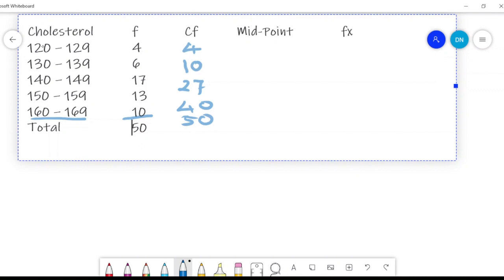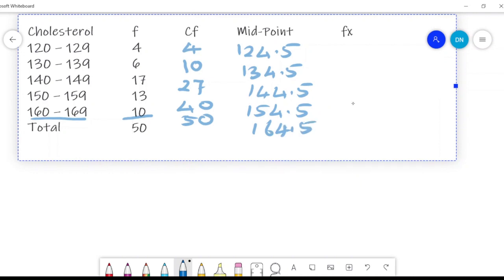What is the midpoint? The midpoint is 129 plus 120, then divide by 2, and that will give me 124.5. Then 130 plus 139 divided by 2 is 134.5. 140 plus 149 divided by 2 is 144.5. Then 150 plus 159 divided by 2 is 154.5. And then 160 plus 169 divided by 2 is 164.5.